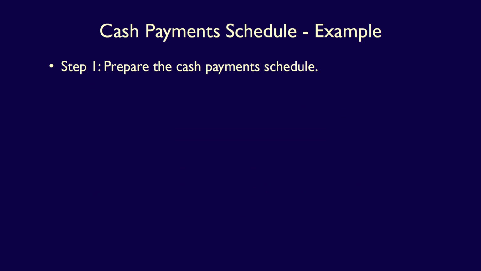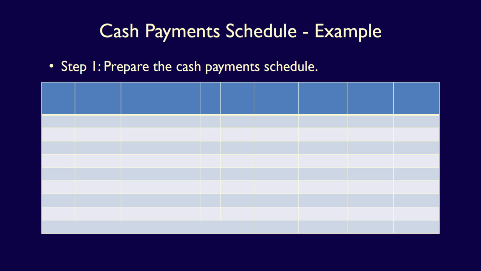Step 1 is, prepare the cash payment schedule. In order to do that, we'll use a chart with 9 columns. Note that you can create this chart in Excel, but I'm going to do it on my slides. For headings, we'll start with the month in the first column, raw materials purchased in the second column, when paid in the third column, percentage paid for the fourth column, month paid, fifth column, and then we'll add all the months in separate columns: January for column 6, February for column 7, March for column 8, and finally first quarter, the total for column 9.